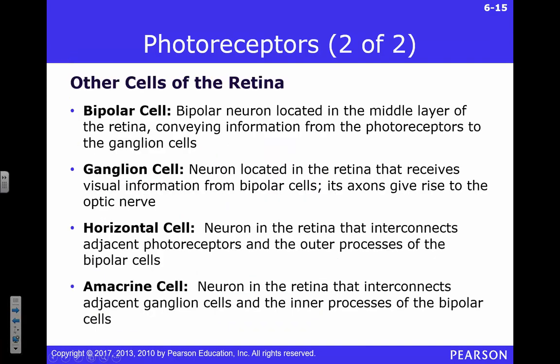All right, other cells of the retina. We do have a thing called a bipolar cell. Don't worry about that too much. It takes information from the photoreceptors to the ganglion cells. Ganglion cells are sort of important. We'll talk about those in a moment.